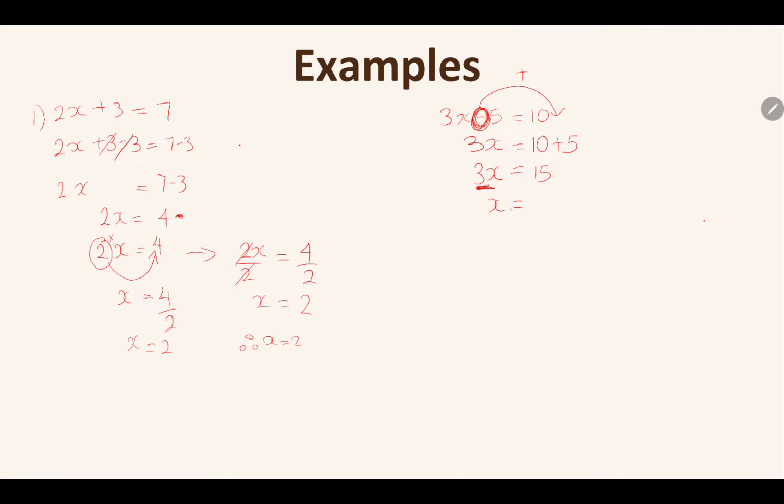So you'll have 3x divided by 3 and 15 divided by 3. Now the 3's get cancelled out, which leaves the x by itself, and 15 divided by 3. Now what's 15 divided by 3? It's 5. So that's the example that you could think of.